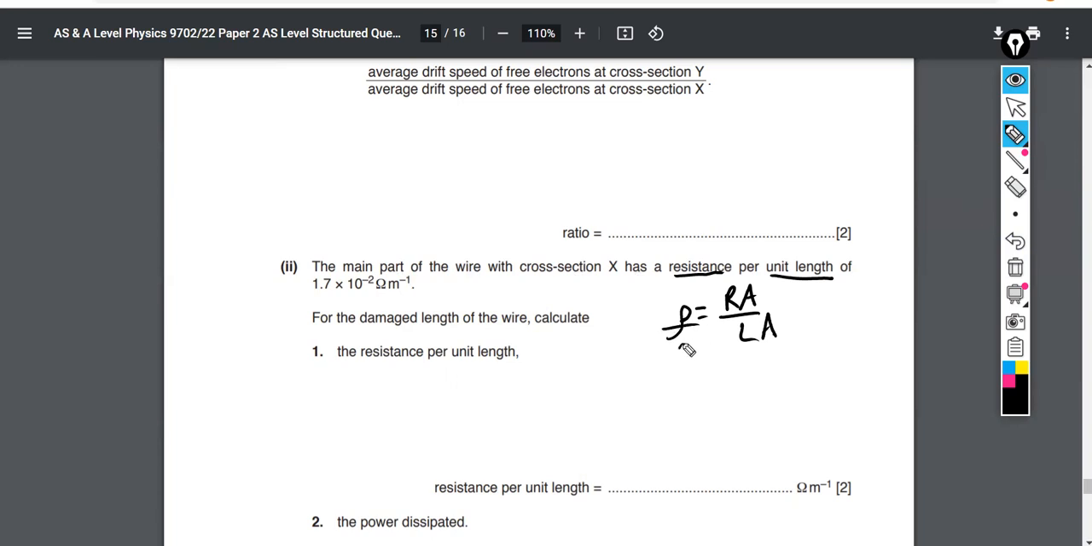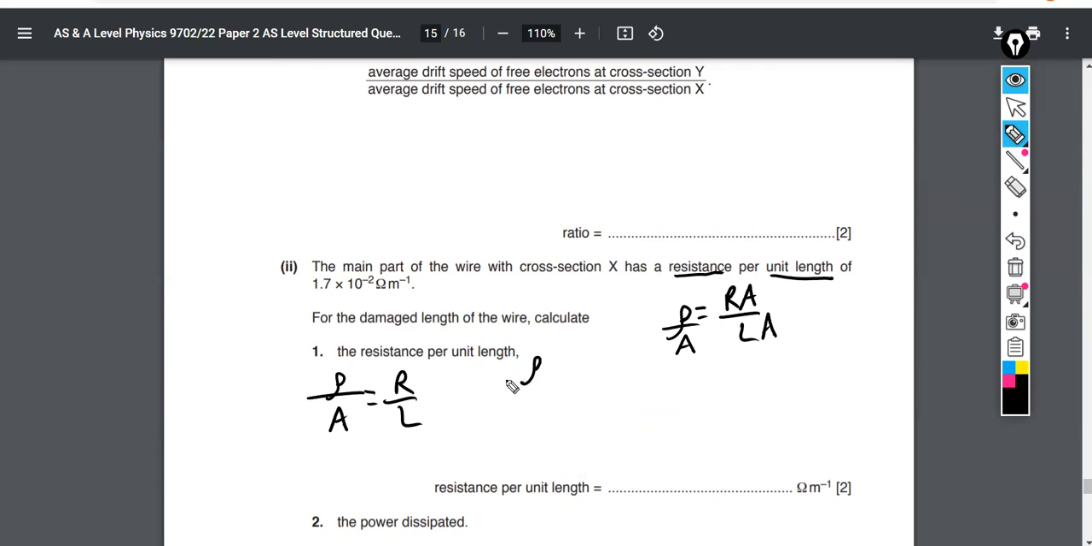So let's divide each side by the area so that we can see that the resistivity divided by the area is equal to the resistance per unit length. We can solve this setting up a ratio just like we did here. Since we already know how the area is going to change, it's going to be the same sort of change to the resistance per unit length.